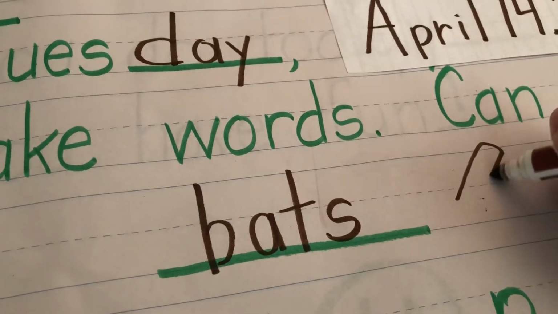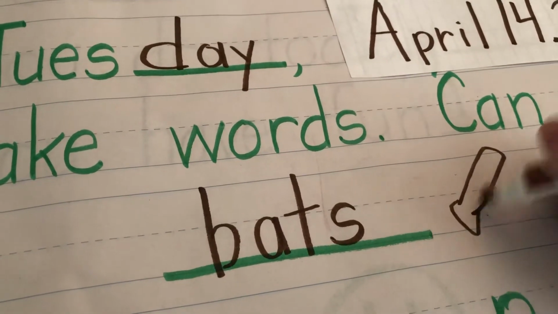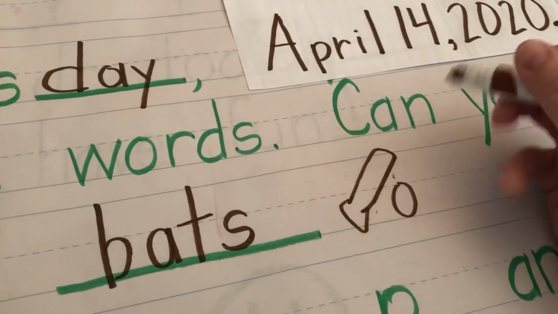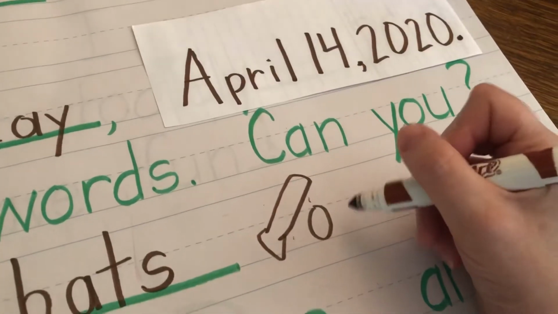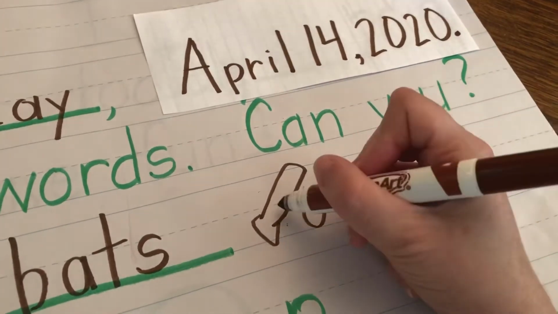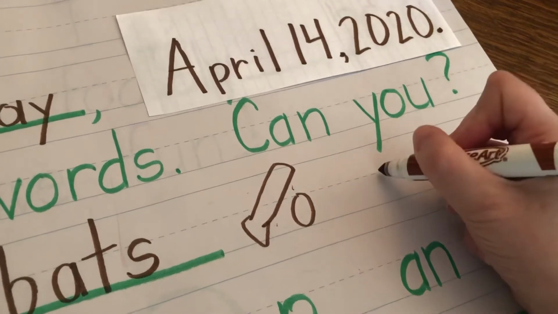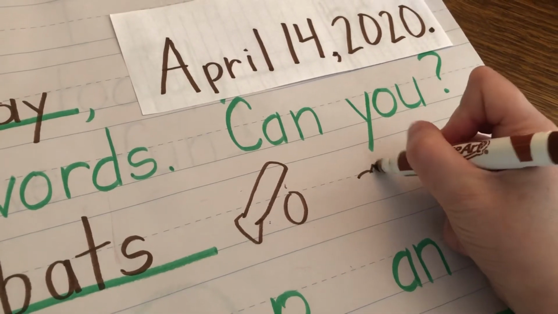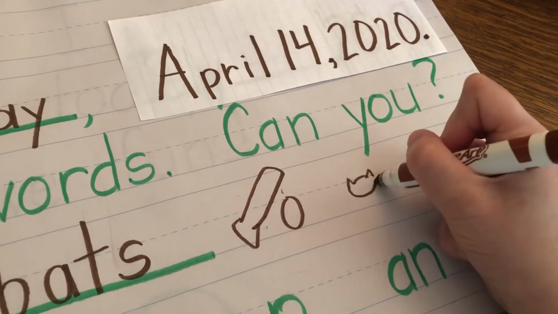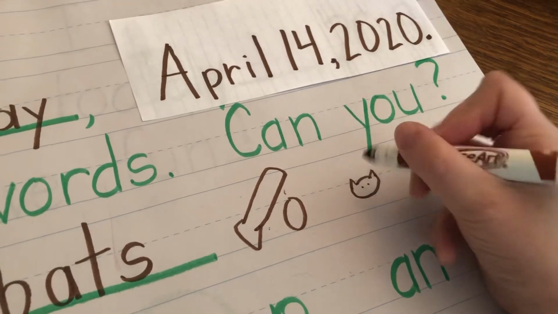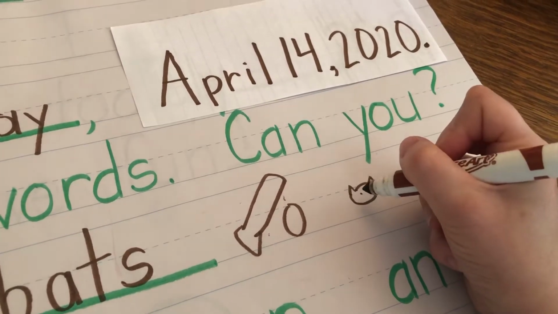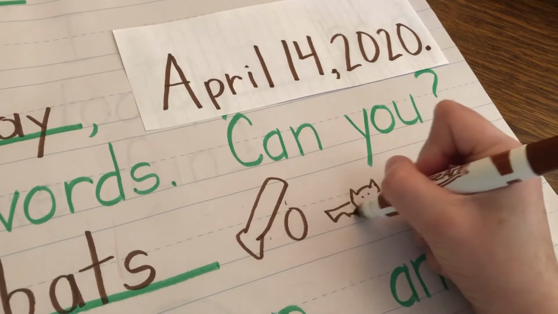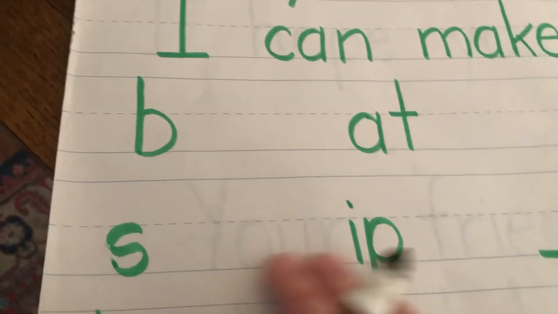Bats can look like this. They can be a tool that you use to play baseball. So you might have a game that you like to play outside, like baseball. Use your bat and the baseball. Or it could be a creature that sleeps during the day and looks for food at night and flies around. All right, so bats.